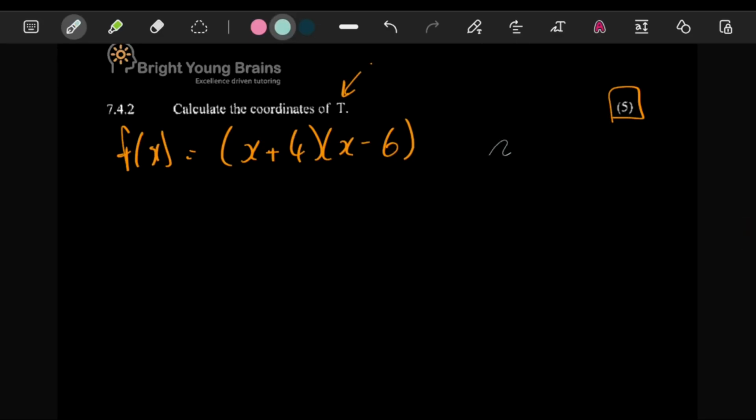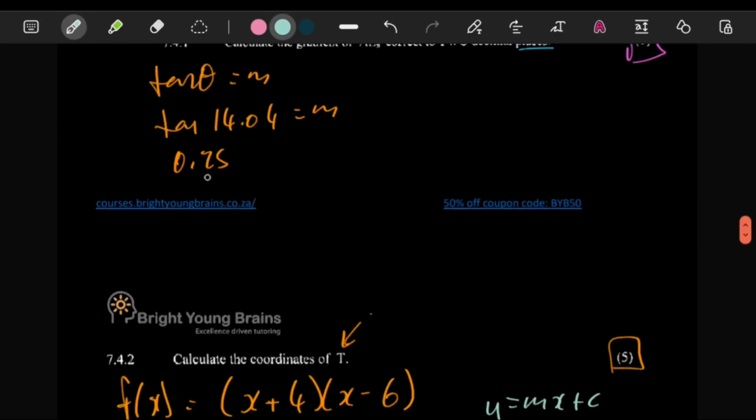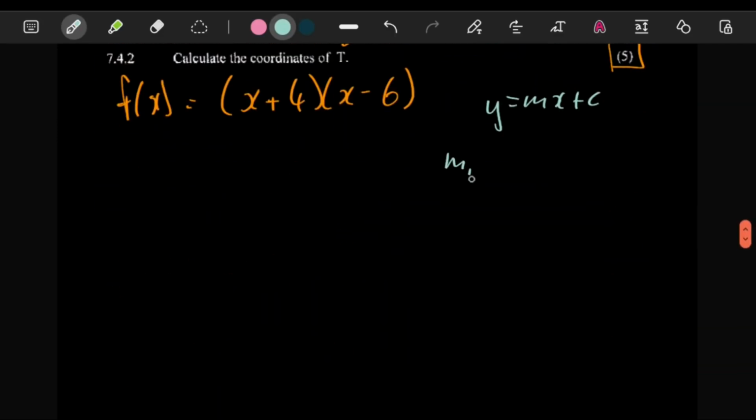The equation of the tangent is just a straight line, y is equal to mx plus c. The gradient of the tangent you can get using this formula: m1 times m2 is equal to negative 1. This is 0.25, this is m2. So if you divide both sides by 0.25, you're going to have m2. What is negative 1 divided by 0.25? It's negative 4. You're going to get negative 4 over there.